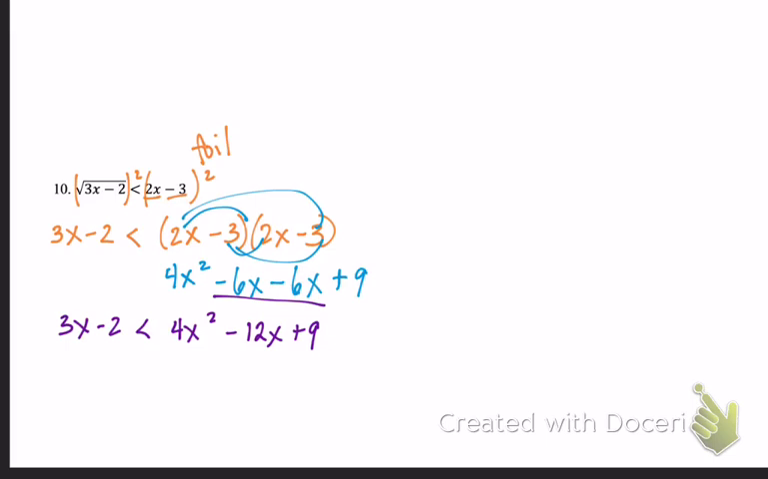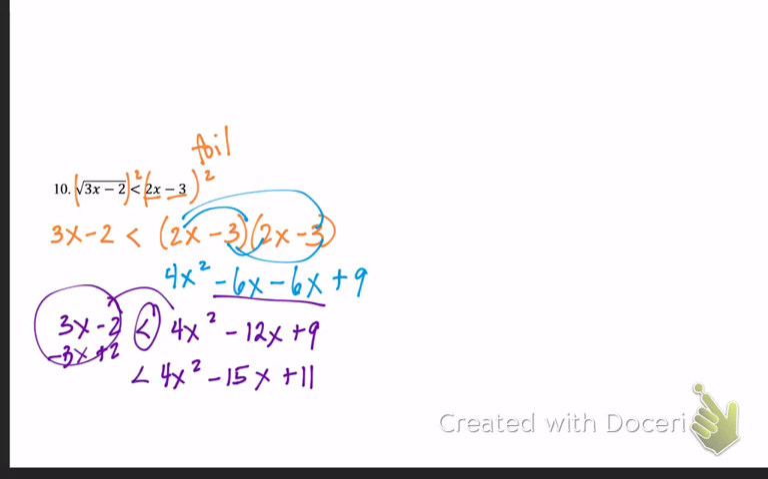Now, in order to solve for x, I do need to get everything to one side. So I'm going to move this stuff over here, meaning I'm going to subtract 3x and add 2. So when I have that, it's 4x squared. When I subtract 3x, it's minus 15x. And plus 2 would be plus 11. So it would be 0 is less than that.